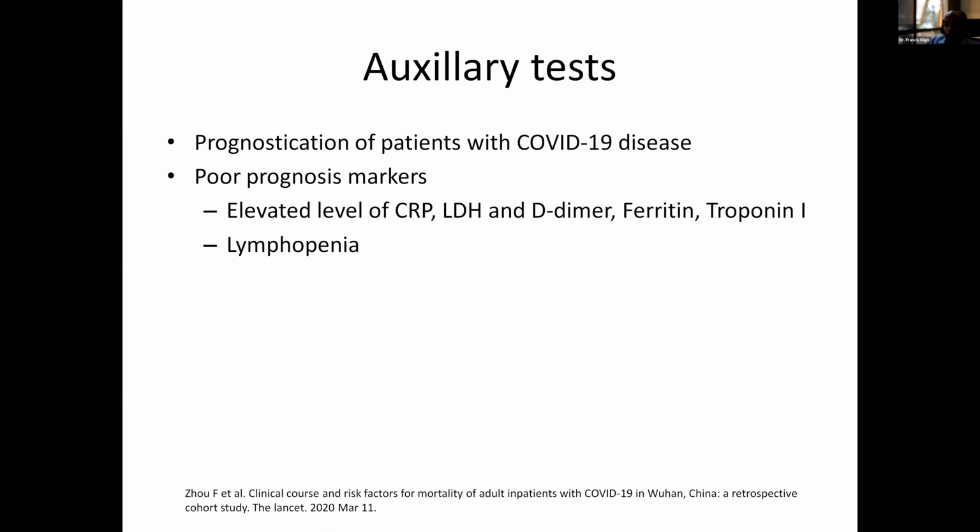We do have adjunct tests that are not necessarily for diagnosis of COVID-19, but are useful for prognostication. And most of these are serum biomarkers of inflammation. So elevated levels of C-reactive protein, LDH, D-dimers, ferritin, troponin, as well as reduced lymphocyte count may portend a poor prognosis in patients who have COVID-19 disease.